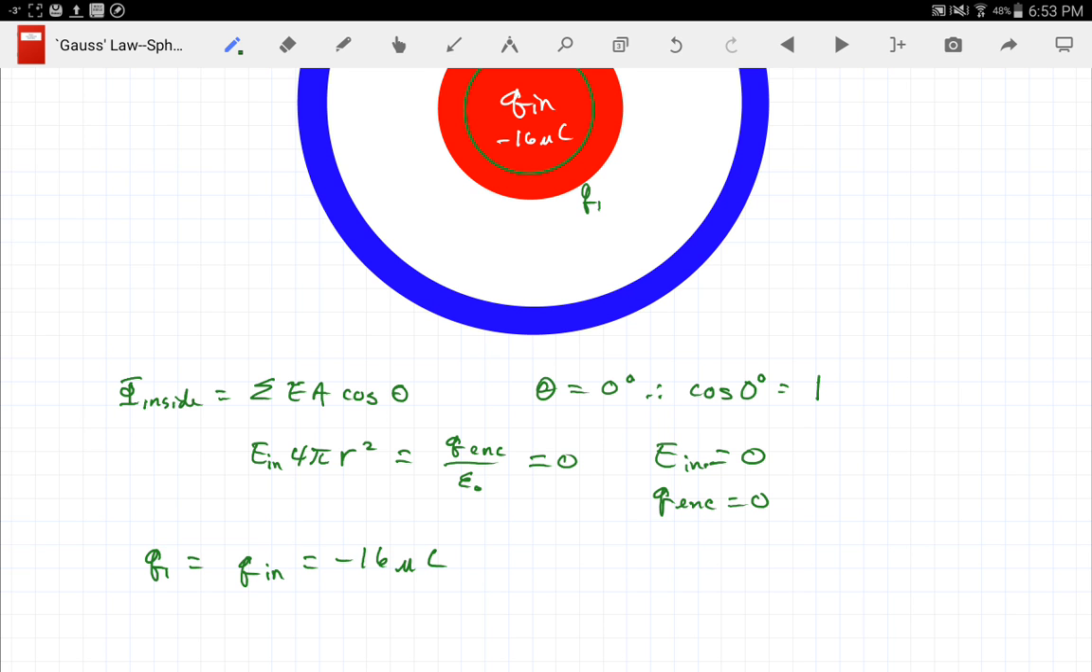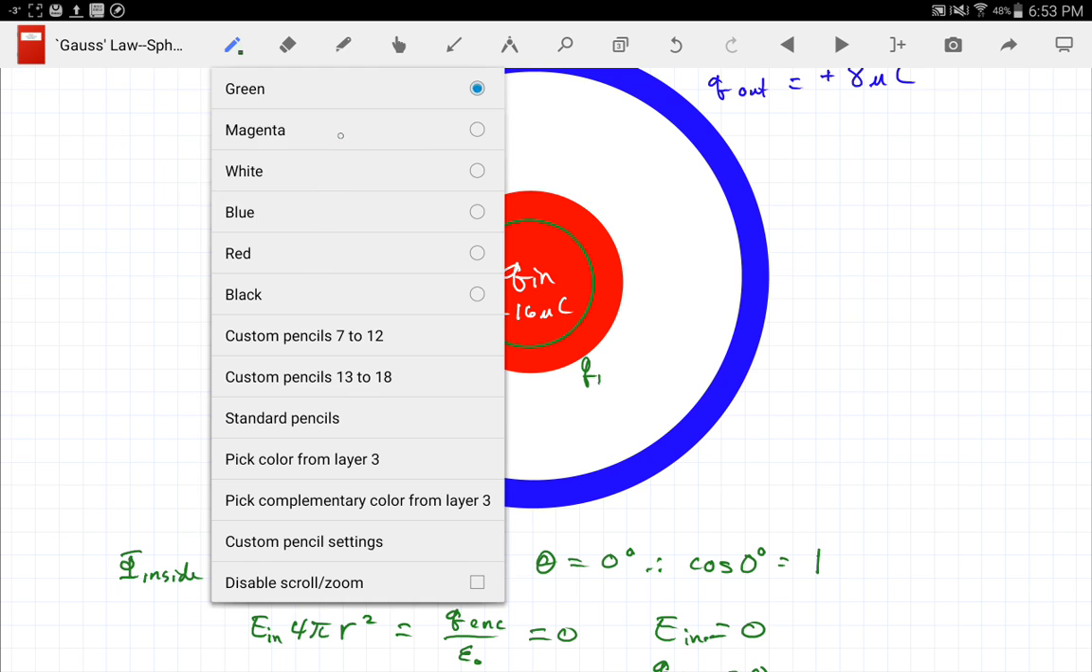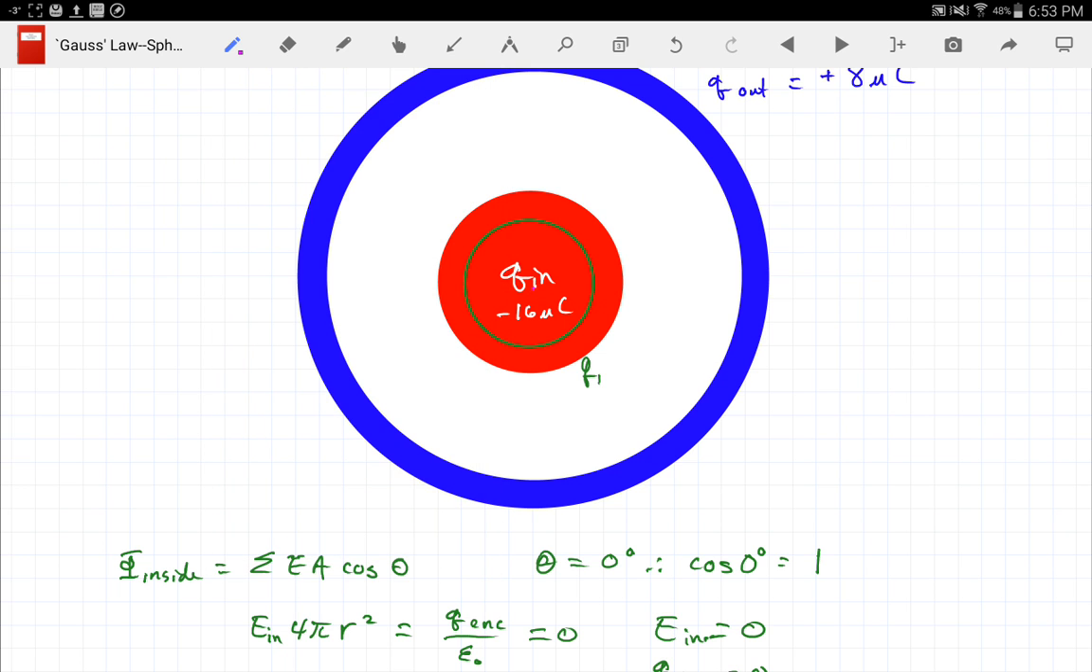Now that I have that, let us consider, this is not actually part of the solution for the problem, but let us consider, got to go back to the circle. Let's consider the electric field out here where this magenta line is. This magenta line is between the inner ball and the outer ball.